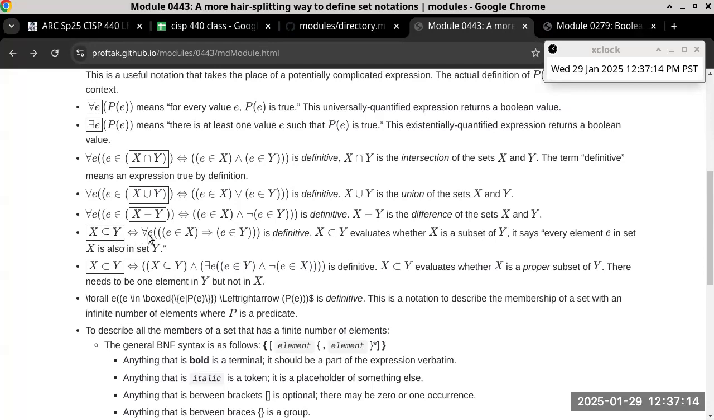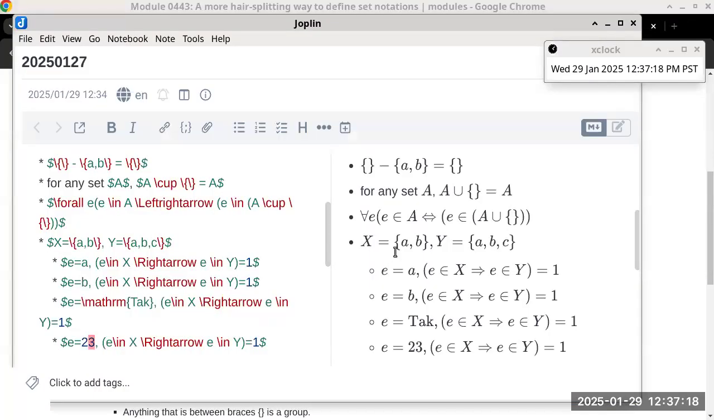That's why I want to show you this concrete example. No matter what we use to bind to the variable e, the expression that was being quantified is still true. No matter what you throw at it, this part is still true. So that's why, by definition, in this case, x is a subset of y.